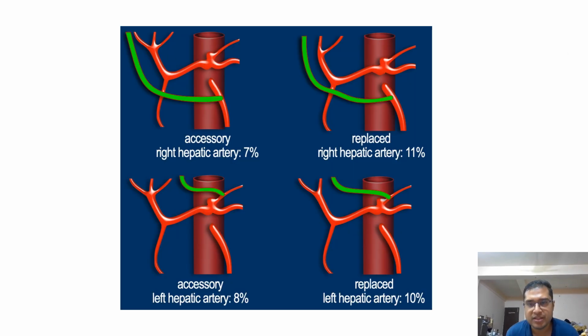So these are the variant anatomies that are present along with the percentage of incidence that we encounter in our daily practice. So most common out of this is the replaced right hepatic artery. So accessory right hepatic artery or replaced right hepatic artery usually arise from the SMA, the superior mesenteric artery, and in accessory right hepatic artery, it's just an accessory artery along with the right proper hepatic artery, but in replaced right hepatic artery, it is the only artery that is present for the right lobe. Then accessory left hepatic artery arises from the left gastric artery, and the same goes for the replaced left hepatic artery.